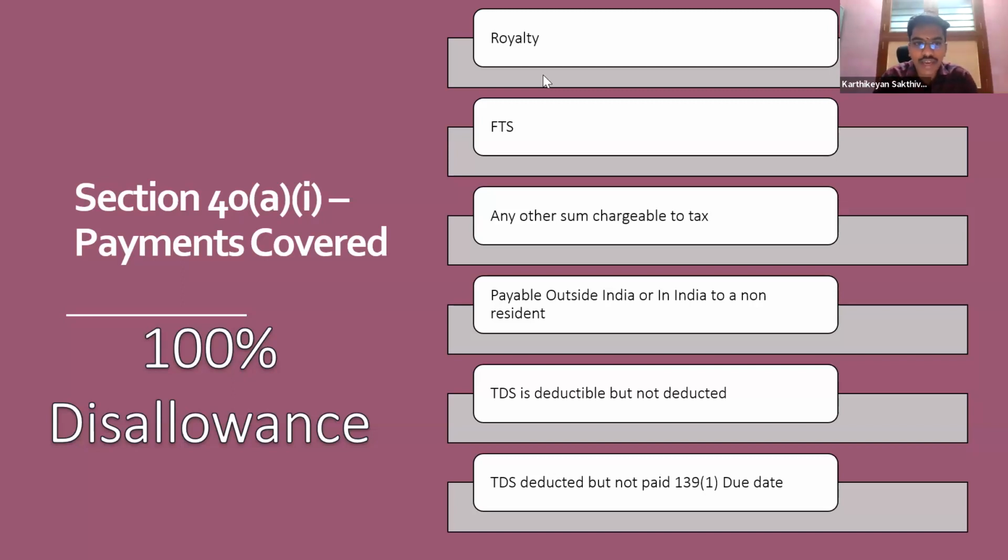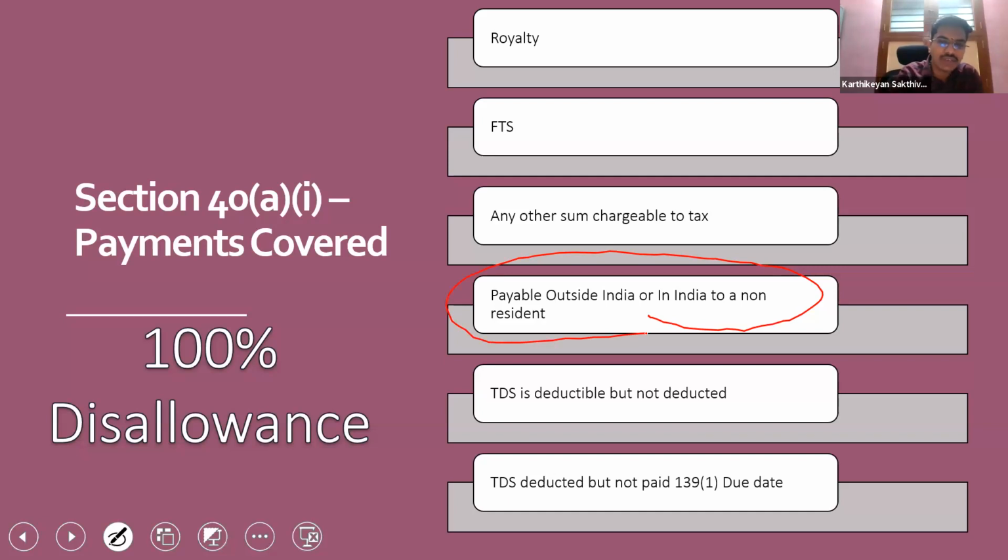So as far as 40A(i) is concerned, in case of royalty, FTS, or any other sum which is chargeable to tax, whether it is payable outside India or in India to a non-resident. So basically 40A(i) is applicable only for non-residents. Okay. Here the disallowance is 100% disallowance. Disallowance under 40A(i) is 100% disallowance. What does 100% disallowance mean?